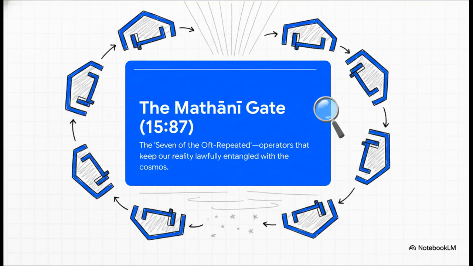And look, this isn't just some abstract model they came up with. The sources anchor this idea directly in the Qur'an itself. They identify these operators with the specific phrase from verse 15:87, the 7 of the oft repeated. They're seen as these recurring logic gates that keep our day-to-day reality lawfully entangled with the entire cosmic structure.